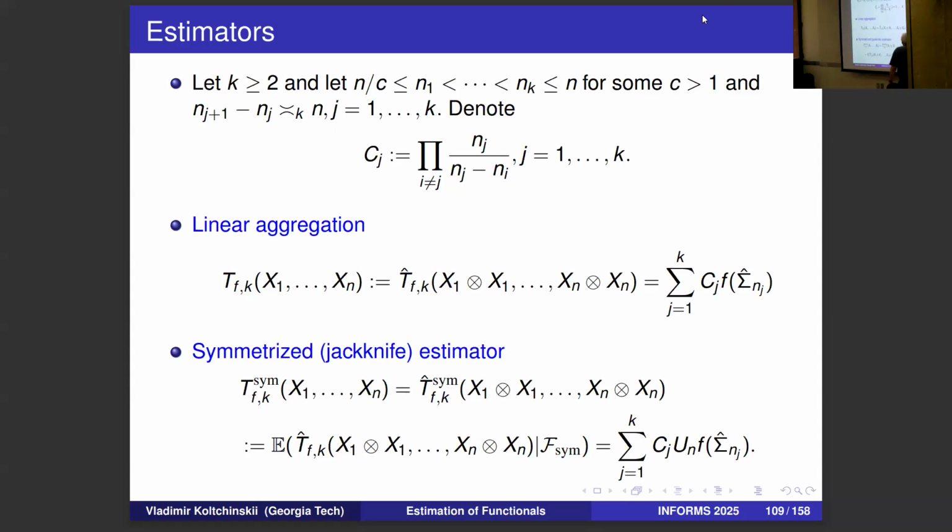In this situation, I drop the hat just to simplify notation, and now I view it as a function of x1, ..., xn. Here it's written as a function of the tensor products, but we will use all the inequalities that we discussed before in the general framework. They will be used as they should. And there will be a symmetrized version of this estimator again, which is what is called the jackknife in statistics.